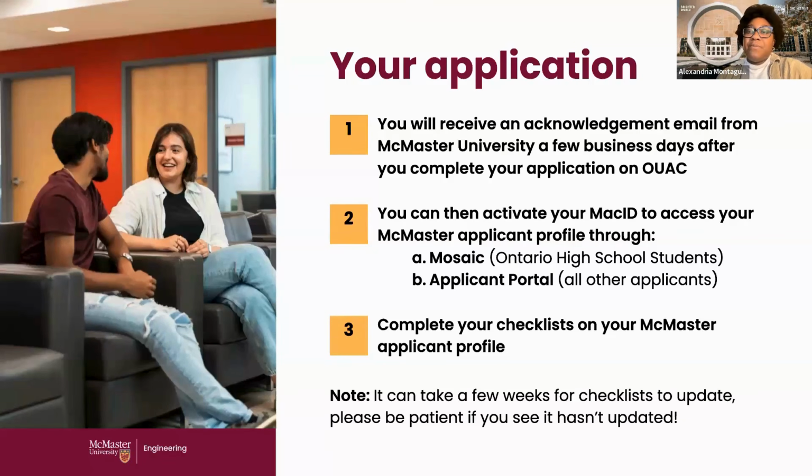Step 2. Once you receive that email, you'll be able to activate your Mac ID. Your Mac ID is your personal login that gives you access to your McMaster applicant profile. Depending on what type of applicant you are, you'll log in through one of two systems: Mosaic if you're an Ontario high school student, or the applicant portal if you're applying from outside of Ontario or through another route.